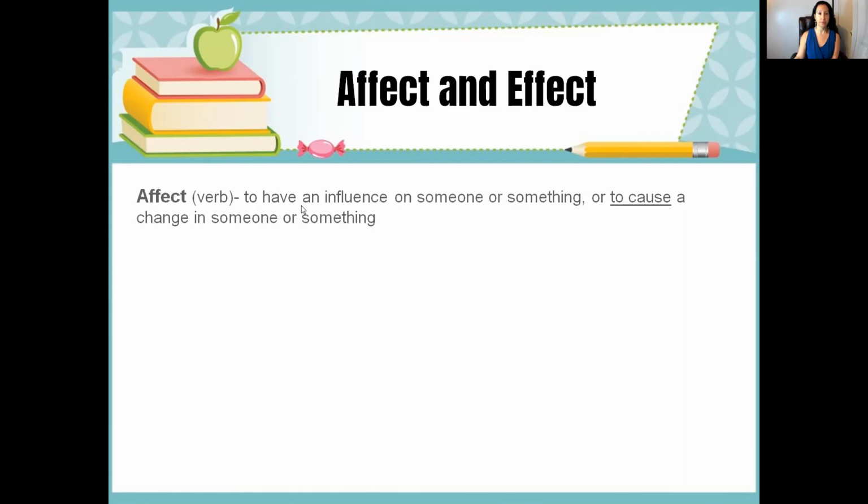Affect is a verb. So you're going to have an influence on someone or something. So that means you're going to cause a change in someone or something. So think of affect as a verb, okay? It's an action. You're causing something. So just think, change the word affect to cause.